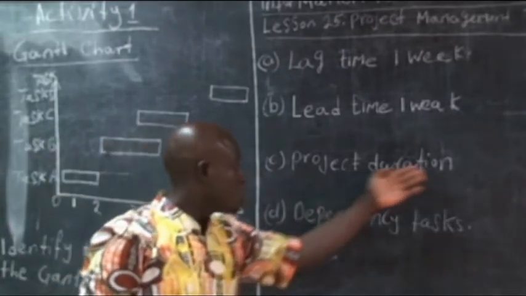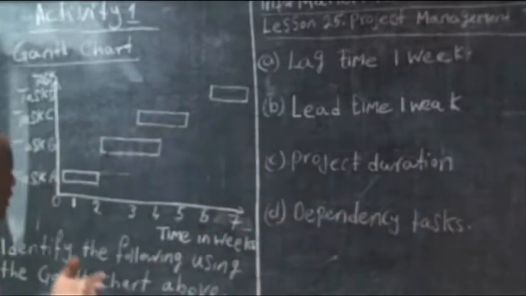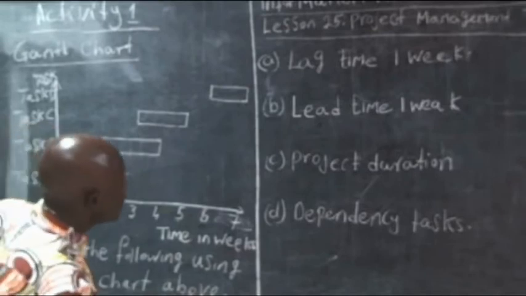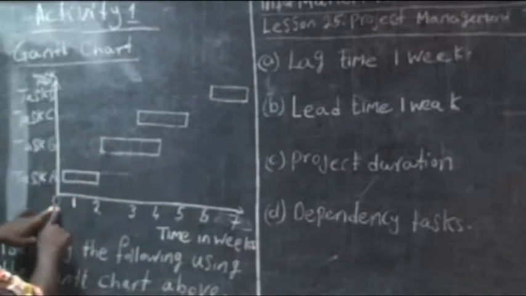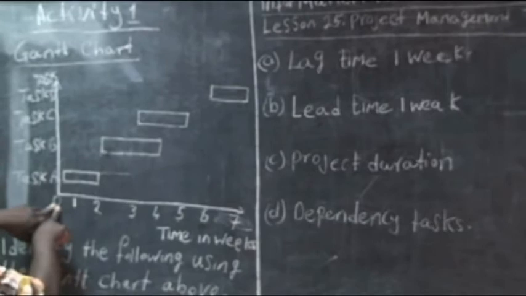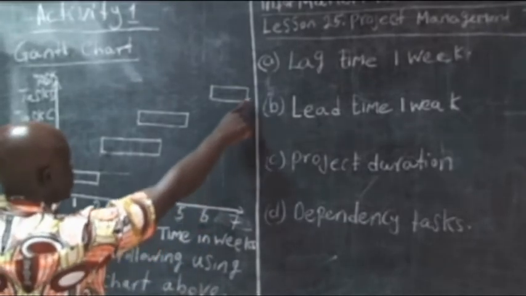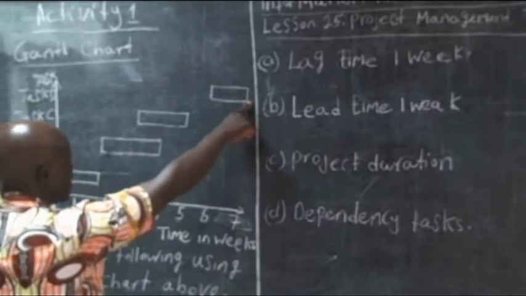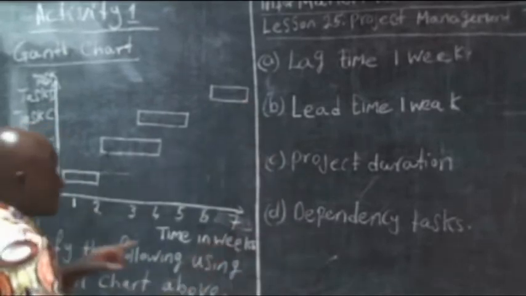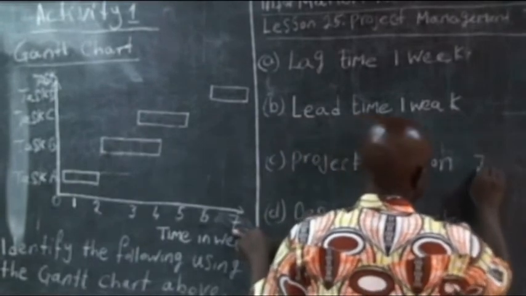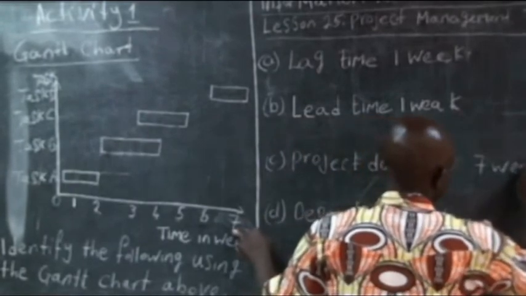Next one is project duration. Here the project duration is looking at the time that the project will start right up to completion. Here we are only going to look at where activity A commences and where activity D ends. With that, the project duration here is 7 weeks.